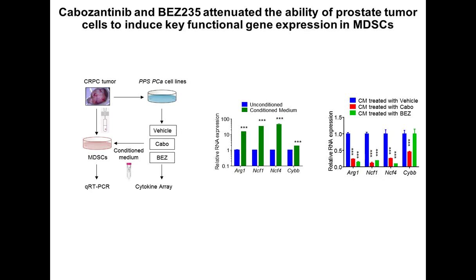To test this idea, we designed this in vitro assay. We isolated prostate cancer cells from this triple knockout mice, right? And then we cultured those cancer cells and treated them with either vehicle, cabo, or BEZ. Then we collected the conditioned media and used a concentration and reconstitution method to wash off and remove those drugs. Now those conditioned media are pre-treated with the drugs, and we use those conditioned media to culture MDSCs and see what happens to the MDSCs.